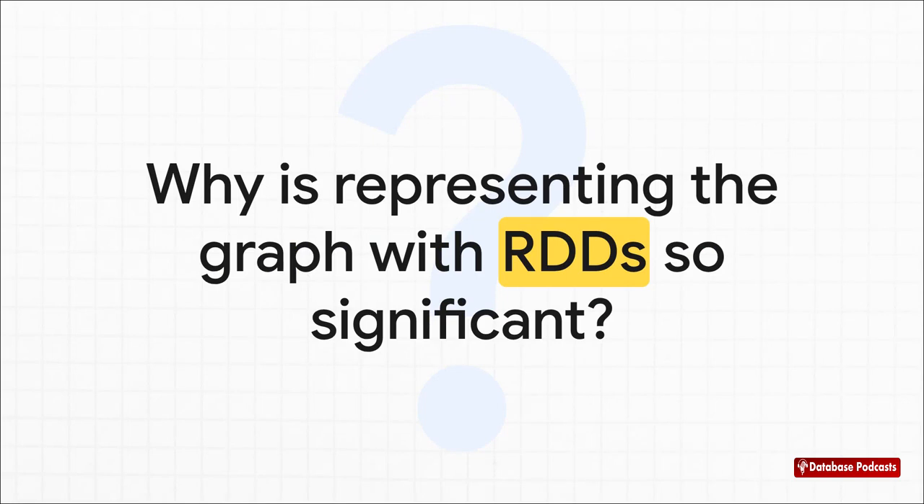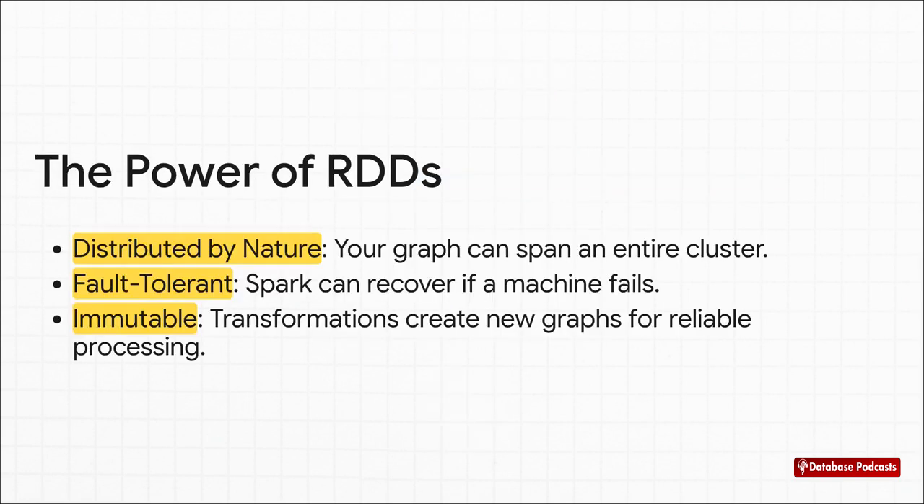So we've established that a graph is just a vertex RDD and an edge RDD. But why does that matter so much? Why is that specific structure so darn powerful? Well, this is the secret sauce. By building on top of RDDs, GraphX gets all of Spark's superpowers for free. Your graph is distributed by nature, which means it can be sliced up and spread across a whole cluster of computers. It's fault tolerant, so if one of those computers goes down in the middle of a big calculation, the system just recovers and keeps going. And it's immutable, which means you get more reliable, predictable results.